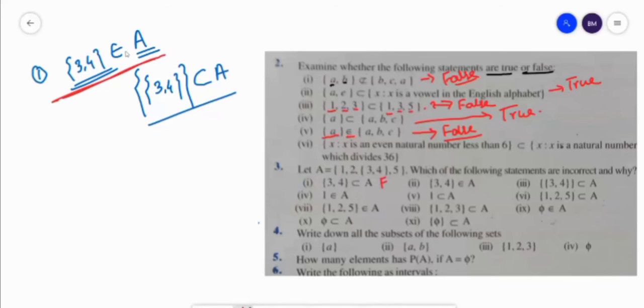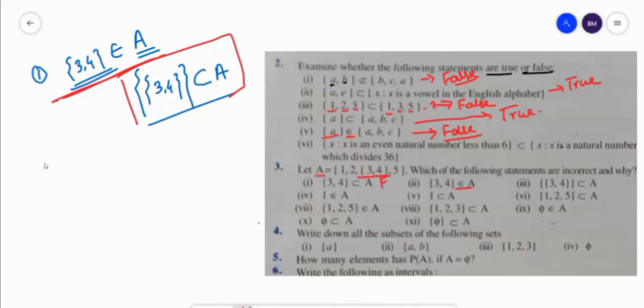This is an element of the set. But for the right subset, you have to write this. Next, {3, 4} belongs to the set A. Clearly check that this {3, 4} is itself a set. This is an element of the set A.